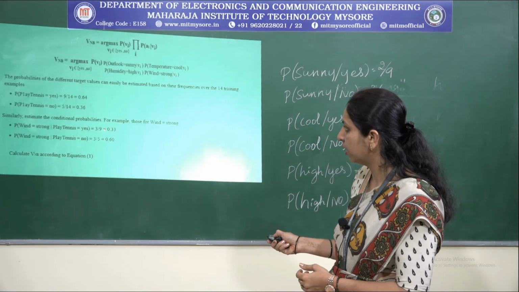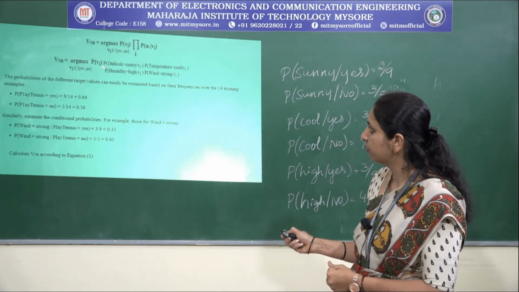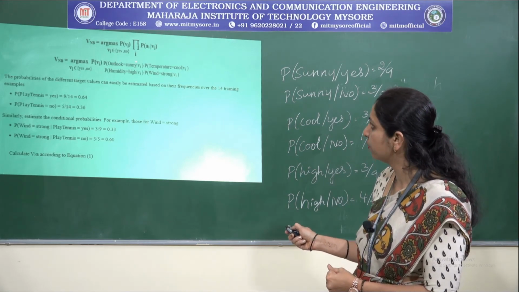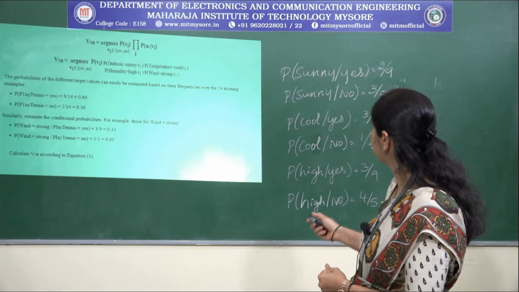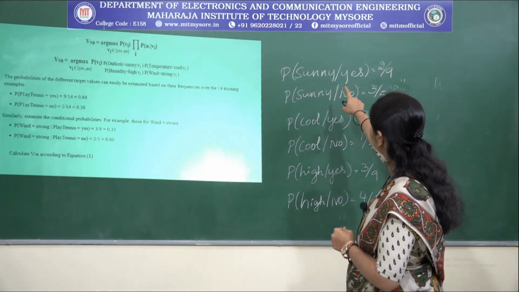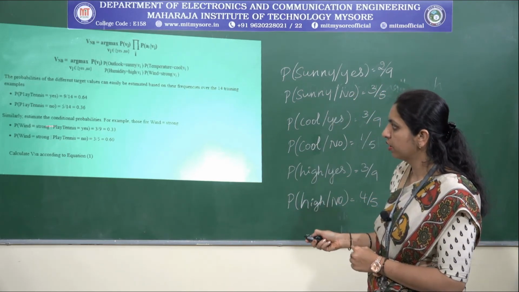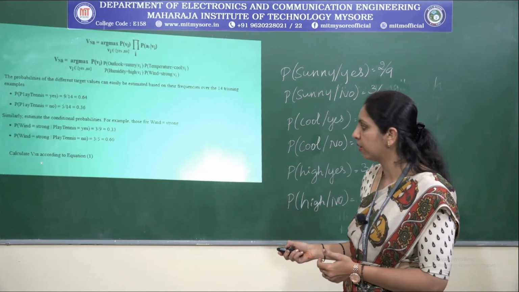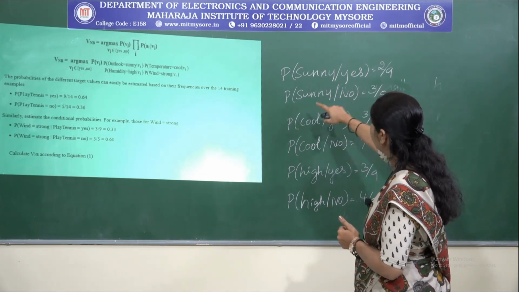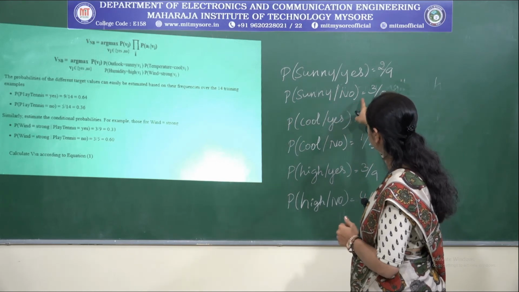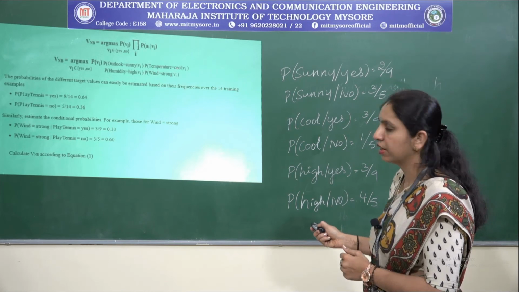For the first one you get 3 by 9, and for the second one you get 3 by 5. Similarly, if you consider the first conditional probability, that is probability of sunny given yes or no, you can see here, probability of sunny given yes is equal to 2 by 9, and probability of sunny given no is equal to 3 by 5.